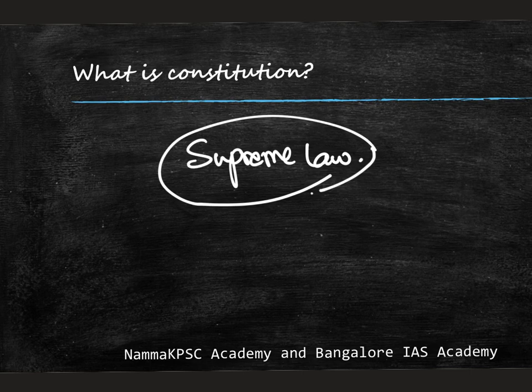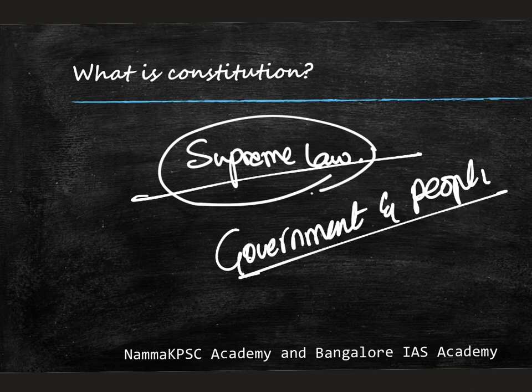If a law, even if it is enacted by our parliament, violates the Constitution, such a law does not have a place in our country. So that is the Constitution. The Constitution is the supreme law of the land. It is what defines the relationship between the government and the people. That is, it defines the legal relationship between the government and the people. This is what is called citizenship.